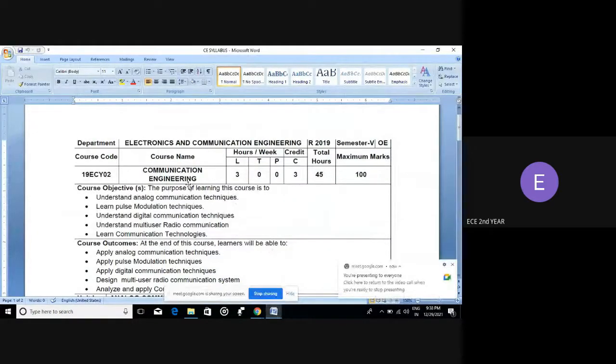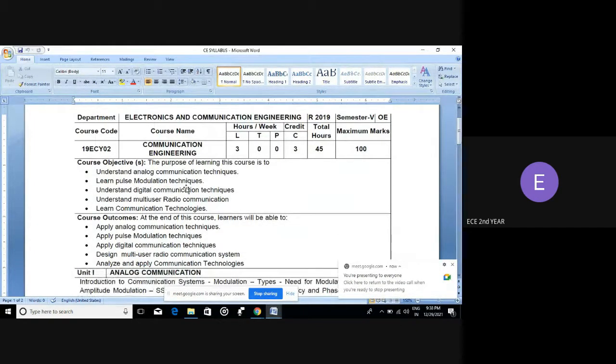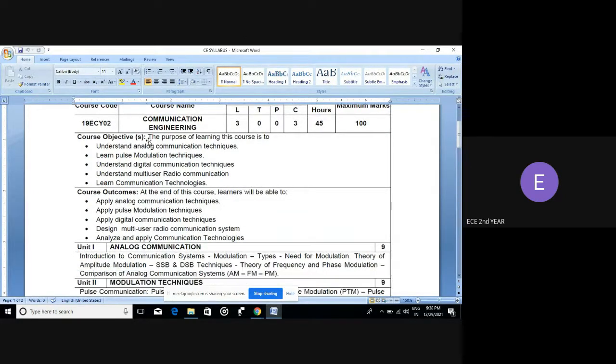I am very happy to present a topic named Analog Communication Methods in Communication Engineering. First, we will see the syllabus for this particular subject. Here, what are the core objectives? The main purpose of reading this subject is to understand analog communication techniques. The next thing is we have to learn the pulse modulation techniques, and understand the digital communication techniques. We understand multi-user radio communication, and finally we learn how to use the communication technologies.